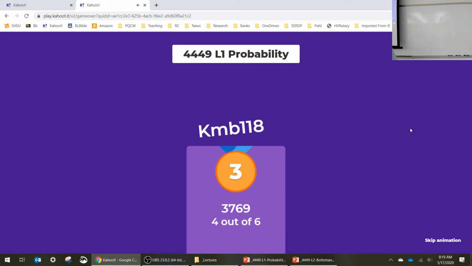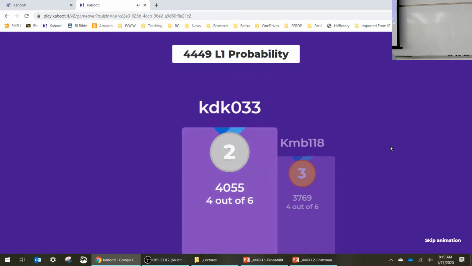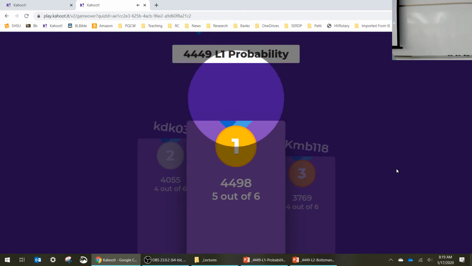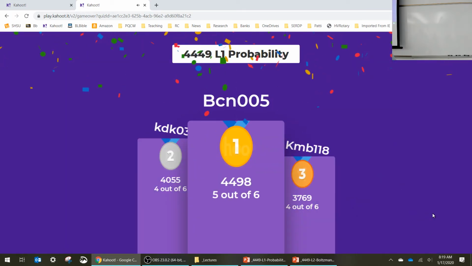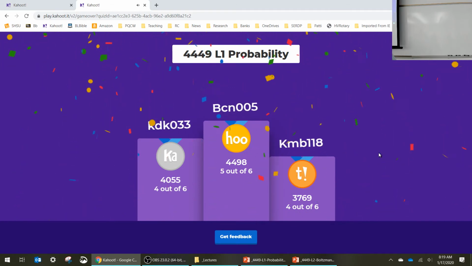Good job. Oh, we got animations here. Now, they've drawn this out. It's kind of like the Mario Kart. I like that. Yay. Wow. They've really gone all out with this.